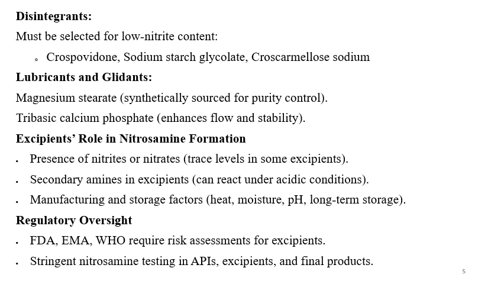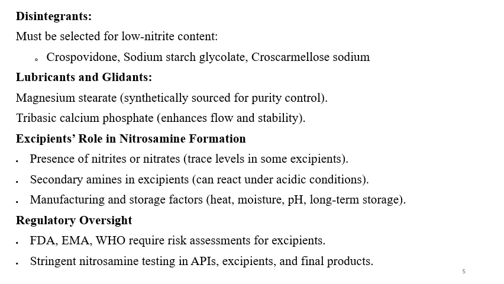Excipients' role in nitrosamine formation. The presence of nitrites or nitrates at trace levels may impact impurity formation. These are available in some excipients like MCC, crospovidone, copovidone, povidone, and some other materials. Secondary amines in the excipients can react under acidic conditions. Manufacturing and storage factors like heat, moisture, pH, long-term storage and improper storage conditions can lead to nitrosamine formation.